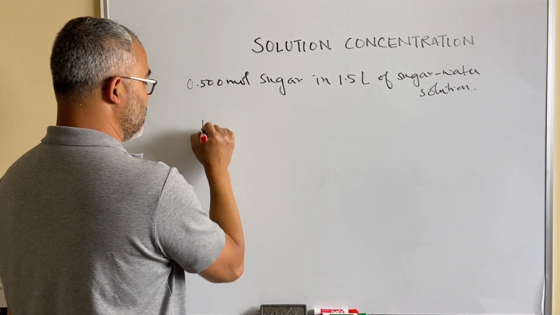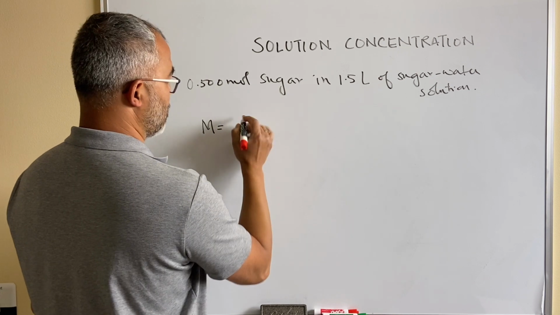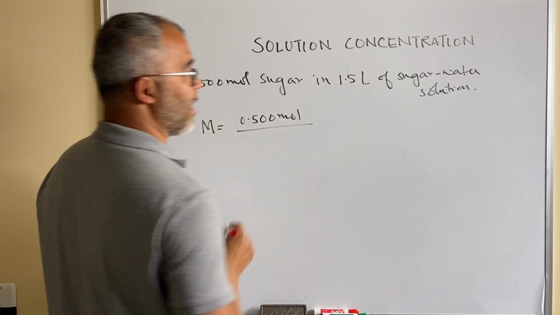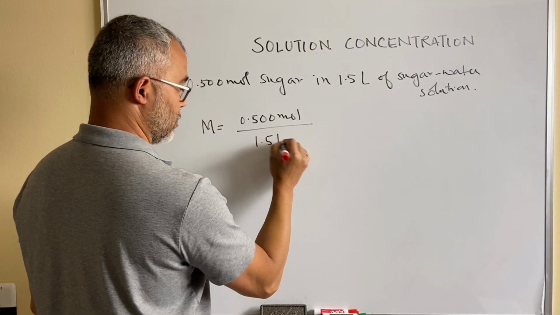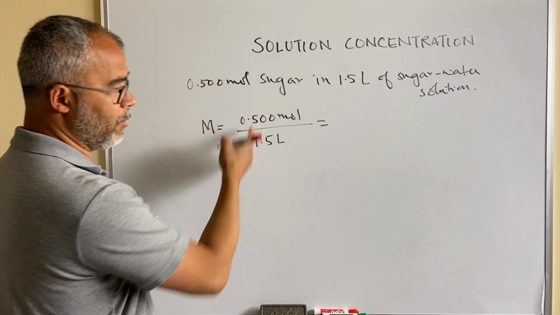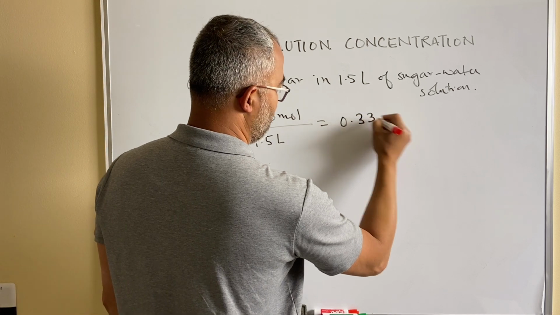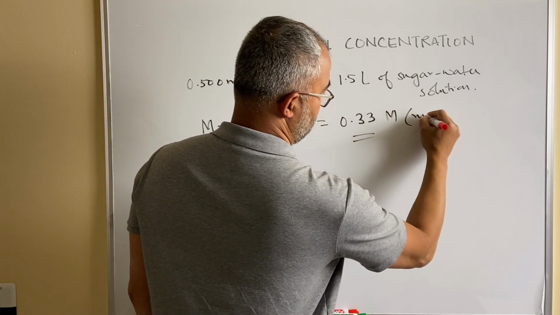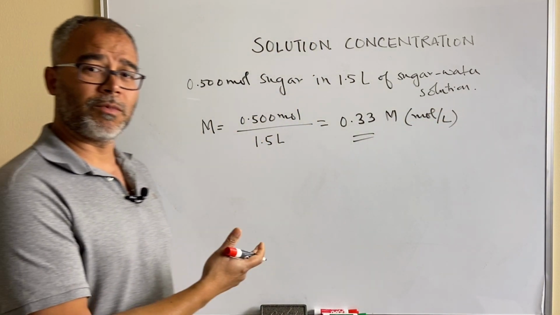So the molarity, capital M, is equal to the moles of sugar, which is the solute, 0.500 moles, divided by the total volume of the solution in liters, which is given to us in liters, so we don't need to do anything. And then we just divide those two numbers, so that gives us 0.33 molar, also known as moles per liter. So that's an example of how to find the molarity.